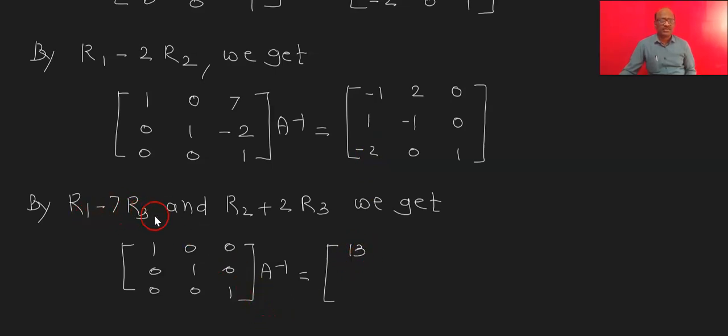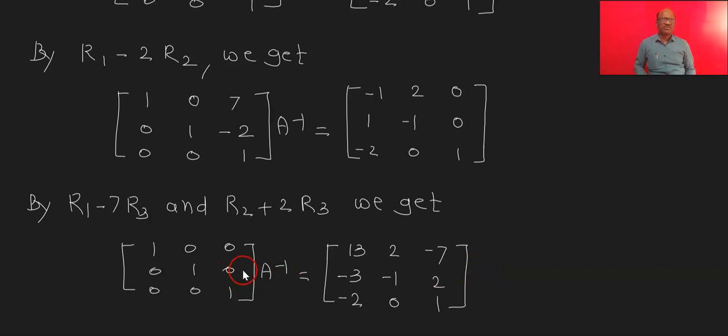Next in R1, keep these two as they are, and the last is 0 minus 7, minus 7. Next is R2 plus 2 times R3. This is R2 plus 2 times R3, 1 minus 4 is minus 3, minus 1, here is minus 1, and 0 plus 2 into 1, here is 2. Last is minus 2, 0, 1.